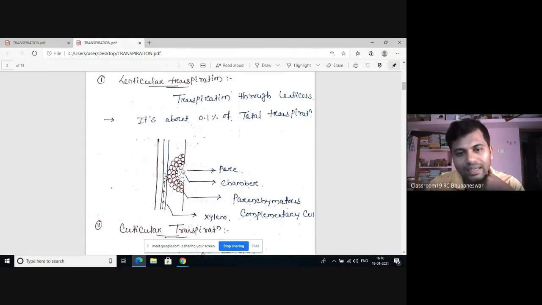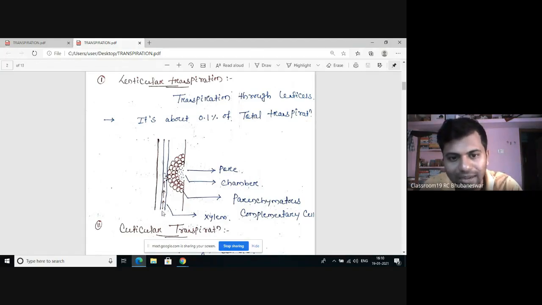Lenticels are the pores present in the woody part of the plant, or in the trunk. The small pores present in the bark or woody part of the plant are known as lenticels. Each lenticel consists of a small chamber or cavity, and the cavity opens outside through a pore. The cavity is lined by parenchyma cells known as complementary cells. The xylem of the stem opens just behind the complementary cells.